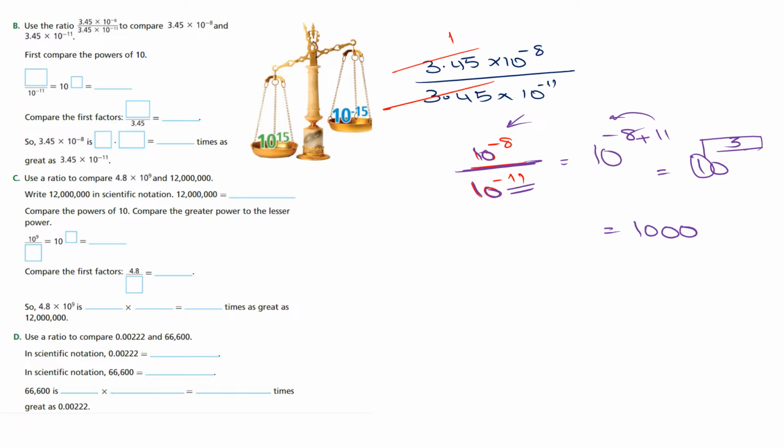Okay, now let's give the answer. First compare the powers of 10. So 10 power negative 8 divided by 10 power negative 11 gives us 10 power 3, which means 1000. Now compare the first factor. The first factor for the above one is 3.45 and this one is also 3.45. So when you cancel them, what will you get? Of course 1. Now, how many times is 3.45 greater?